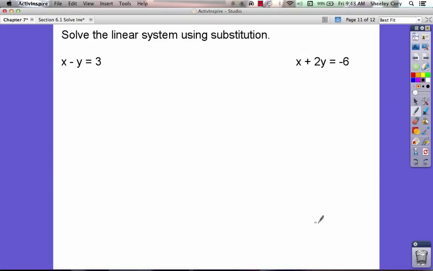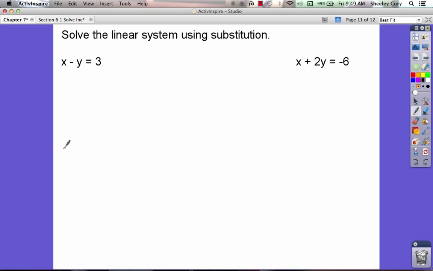Let's look at another example here. Now we're going to get away from the story problem. We're just going to practice the substitution method. So I've got two equations, one here and one here. I want to solve the linear system using substitution. That means I just need to take one of these equations, either one, doesn't matter which one, and solve for either x or solve for y.